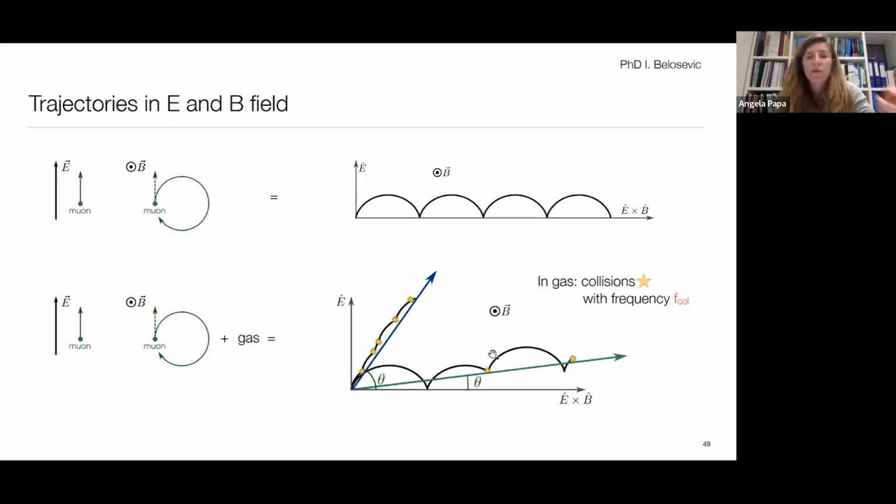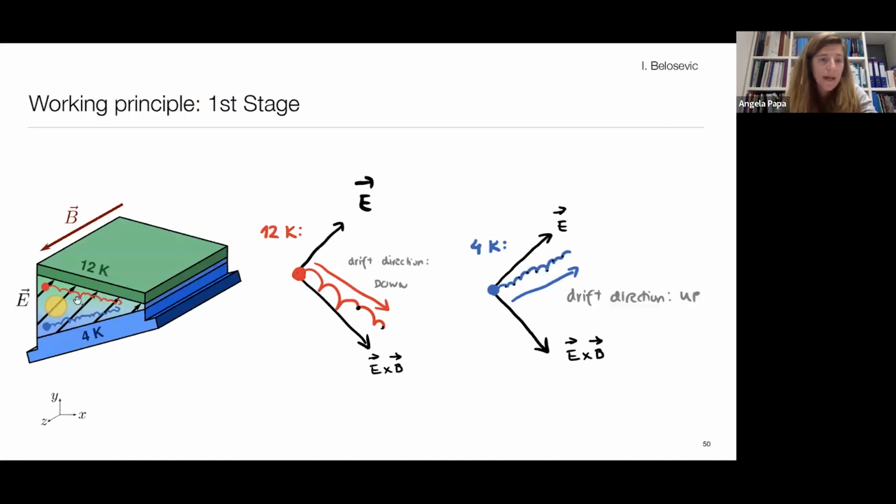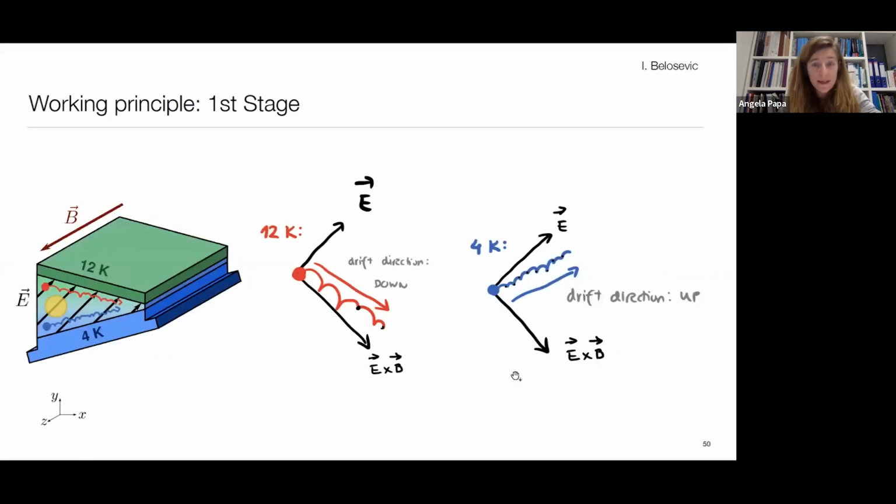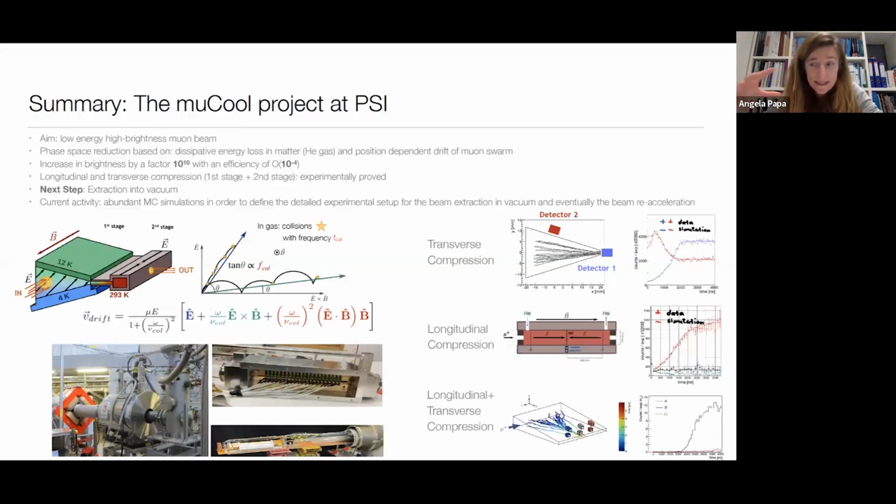And this is what we are going to use in our setup, because we are considering the different ways the particles move when they are nearer the warm region with respect to the coldest one, together with the combination of the electromagnetic field that allows us to exploit this behavior. Actually, we could prove both the compression and the longitudinal and transverse direction.